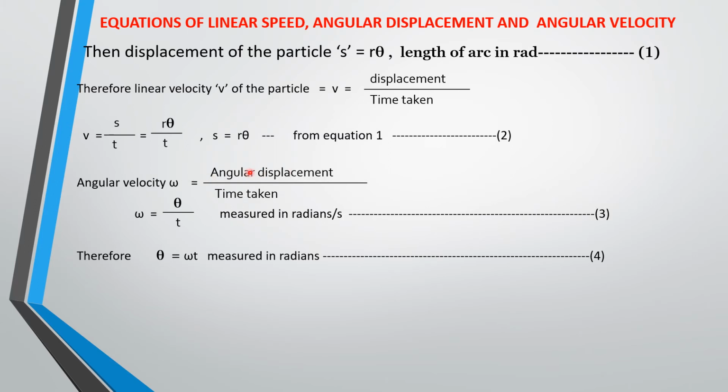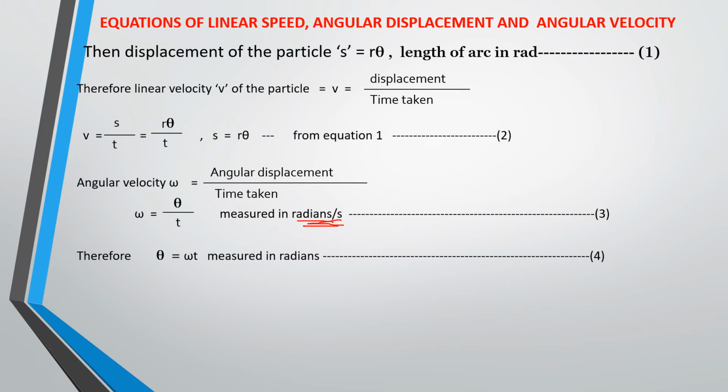Angular velocity is equal to angular displacement over time taken. Linear velocity is equal to displacement over time taken. So if you know this, you can write the equation as angular velocity is equal to angular displacement over time taken, and this is measured in radians per second. This is the unit of measurement for angular velocity: radians per second.